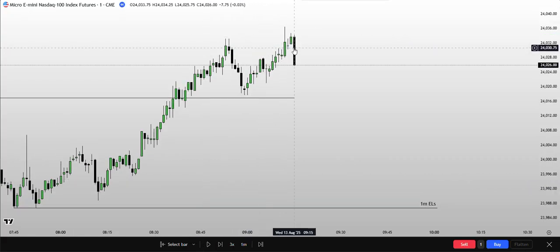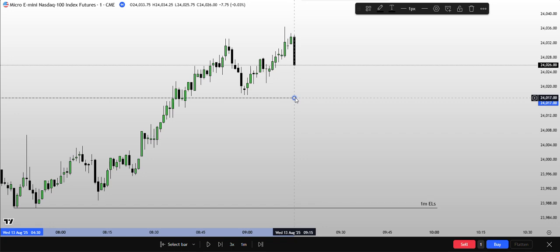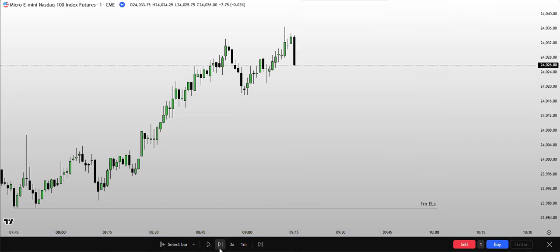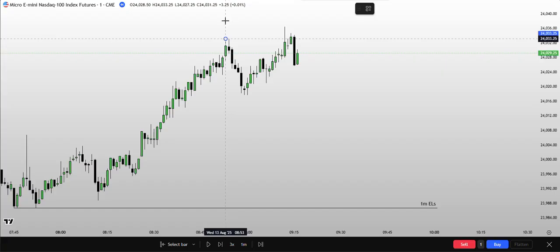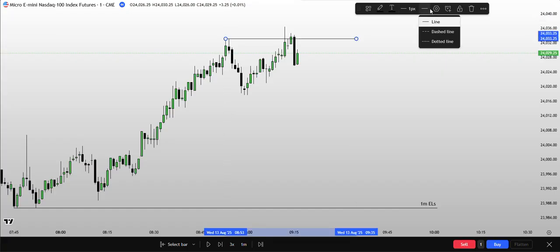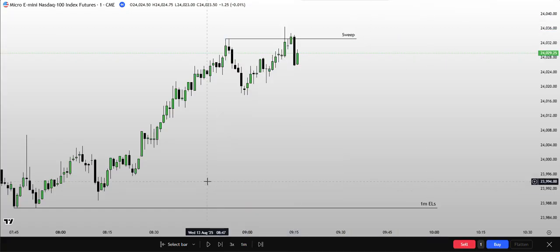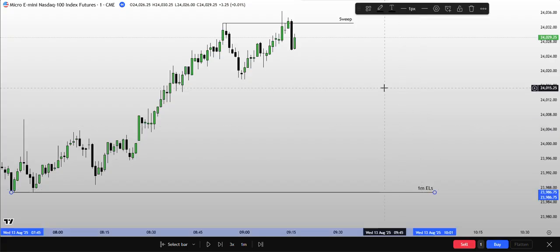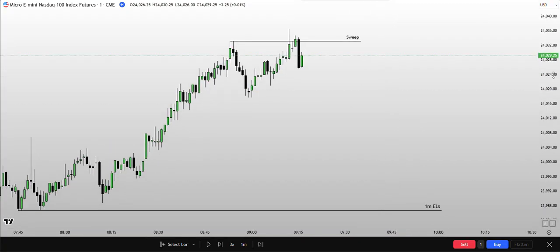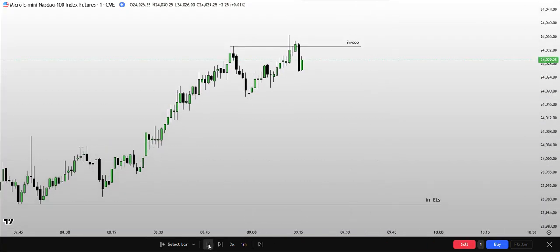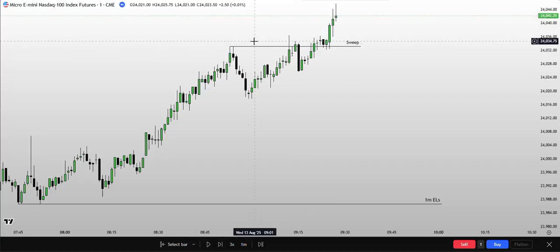Sweep of that high, 9:15. So we got a sweep here. That is a pretty significant sweep of this high here. Once again, my area of interest is 986.75. Sweep of that high once more. Another sweep yet again.